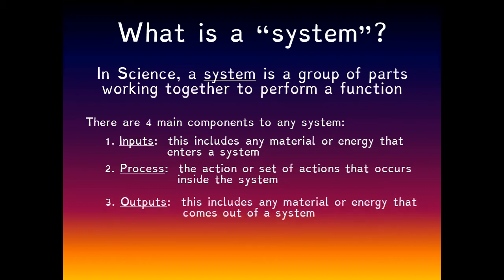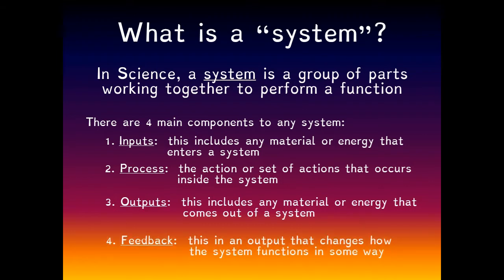The third are the outputs. This includes any material or energy that comes out of a system. And the fourth is the feedback. This is an output that changes how the system functions in some way. Now, it's important to note, any system can have multiple inputs, multiple processes, and multiple outputs, as well as none or more than one feedback.